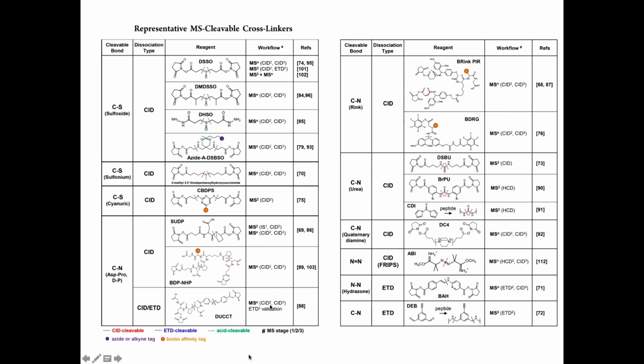And here I just want to list the different commercially available cross-linkers. There is DSSO, which is commercially available from Thermo, and this is an MS-cleavable cross-linker. There are other cross-linkers specifically designed for attaching a biotin tag, so you can purify the cross-linked peptides from very large and complicated sample pools.